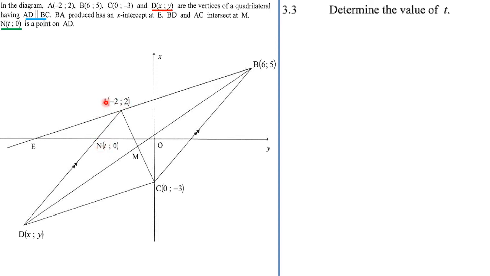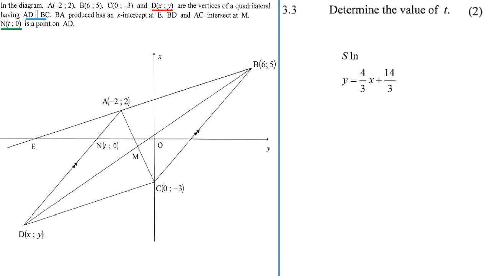So the same way that you used a with coordinates minus 2 and 2, this is how you're going to use n with coordinates t and 0, because we want t. Okay, so we are just going to substitute this point in the equation that we have just found. It's very simple. Let's check how many marks is that. You have 2 marks. That is why it's very simple. Okay, let's check our solution.